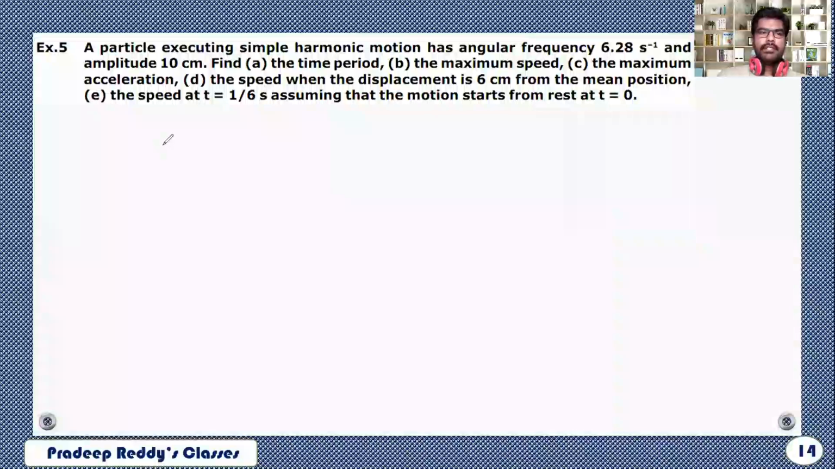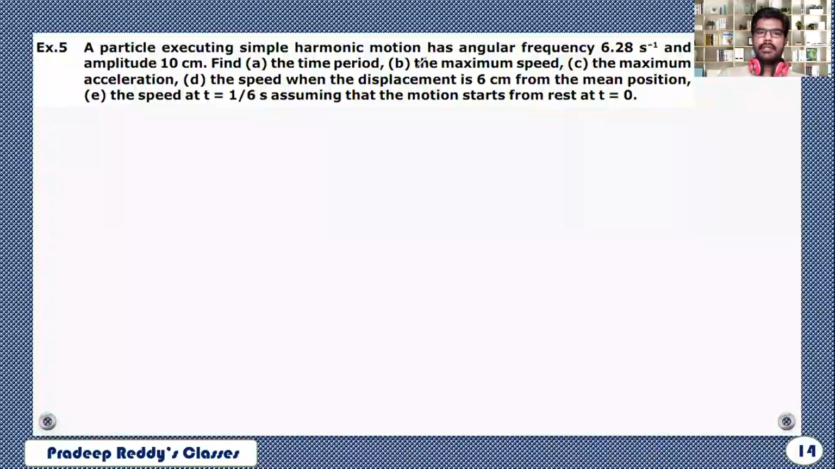In previous video lectures, we have learnt about different parameters of simple harmonic motion. We will use those and we will solve a few problems in this video session. We have a question displayed on the screen.